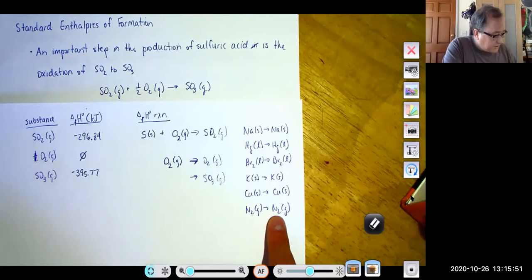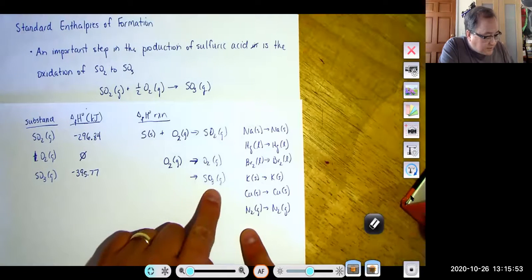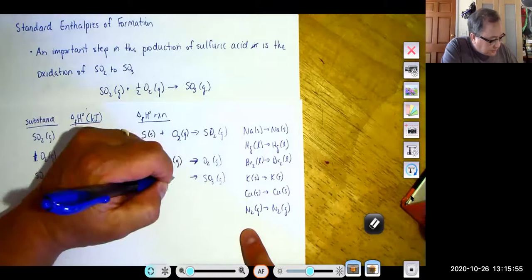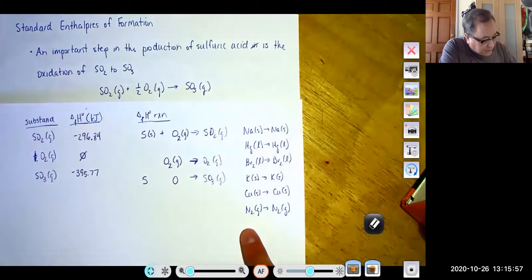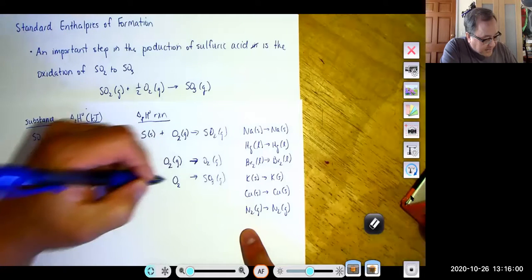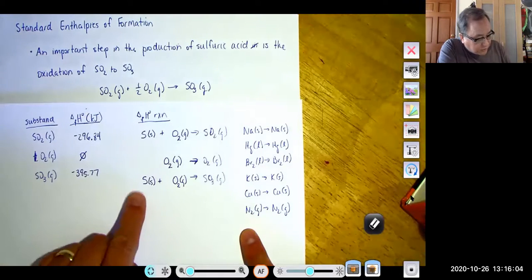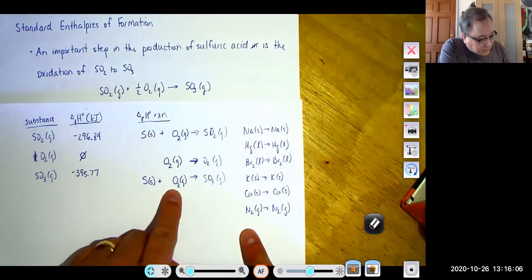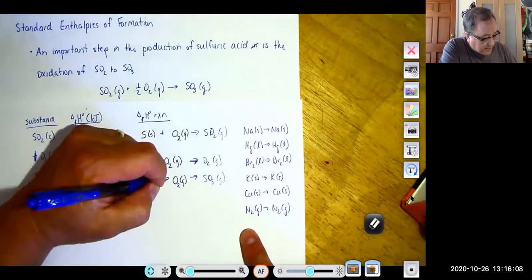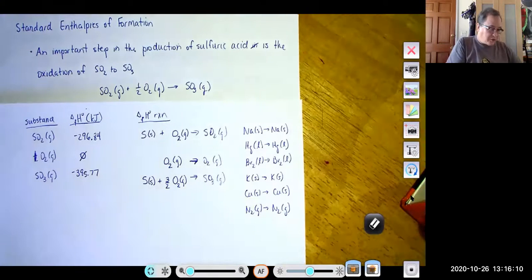All right, how about this one? What are the elements in SO3? Oxygen and sulfur. Oxygen always comes as pairs and as a gas. Sulfur is a solid. But to balance this, we have one sulfur, two oxygens, three oxygens, so you have to put a 3/2 here. These are the reactions that we're interested in.